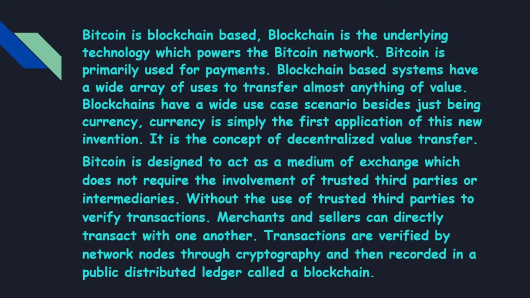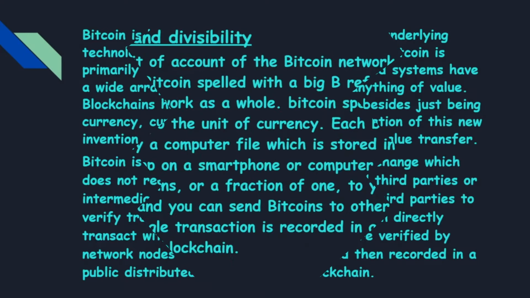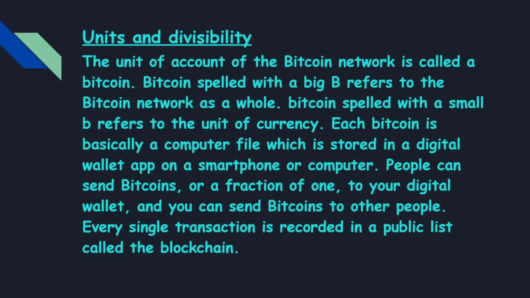Bitcoin is designed to act as a medium of exchange which does not require the involvement of trusted third parties or intermediaries. Without the use of trusted third parties to verify transactions, merchants and sellers can directly transact with one another. Transactions are verified by network nodes through cryptography and then recorded in a public distributed ledger called a blockchain. Units and divisibility. The unit of account of the Bitcoin network is called a Bitcoin.